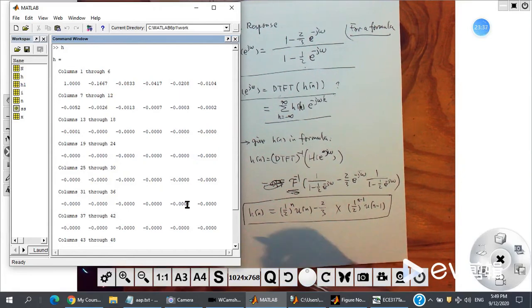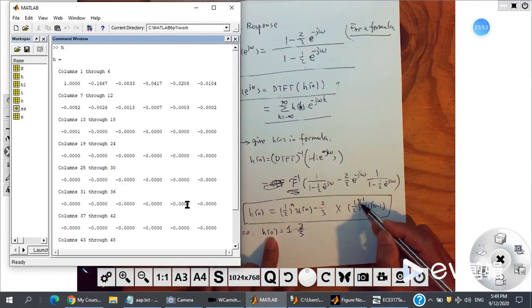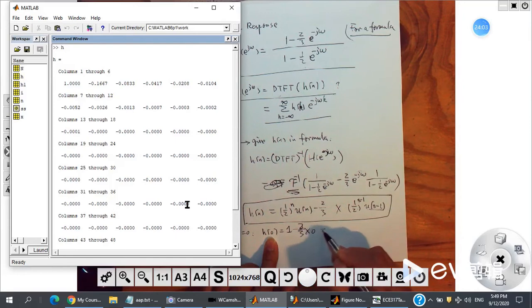We can try this formula to see whether it is good. For n equal to 0, I have h of 0 equal to 1, right? For n equal to 0, this is 1. This is also 1. Minus 2/3 times n is 1 at n equal to 0, this gives us 0. 0 minus 1 is negative 1, u of negative 1 is 0, so it is just 1.